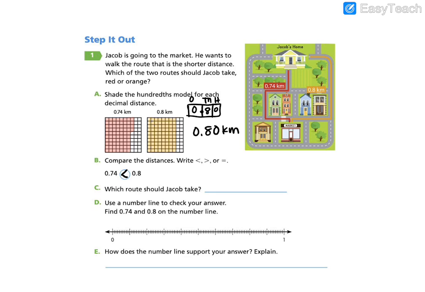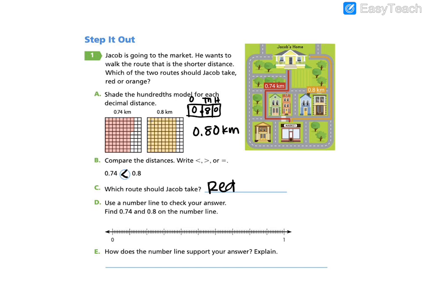So if Jacob wants to walk the route that is the shorter distance, then he should take the red route, because 74 hundredths of a kilometer is shorter than 8/10 of a kilometer. It now asks us to use a number line to check our answer.